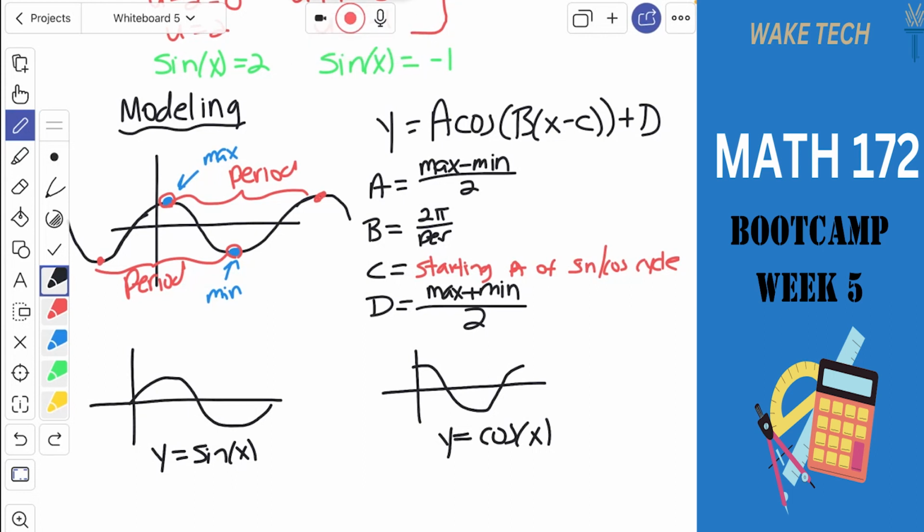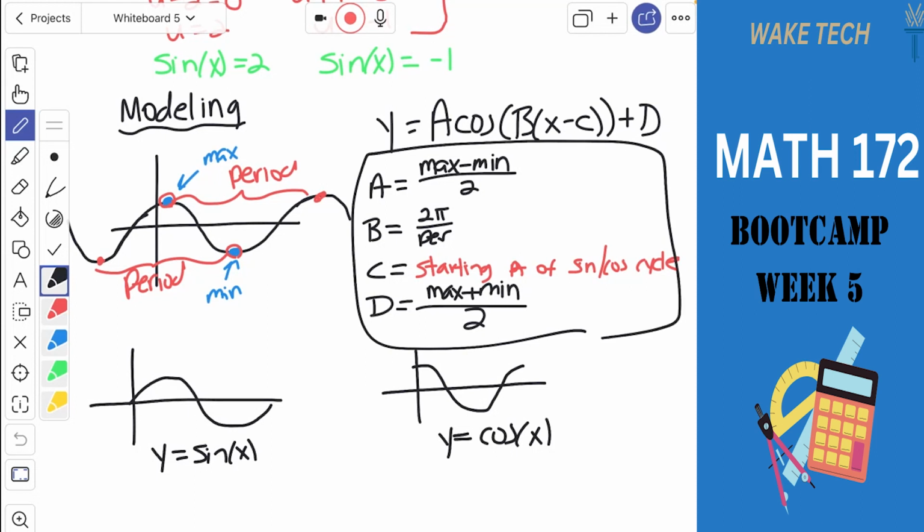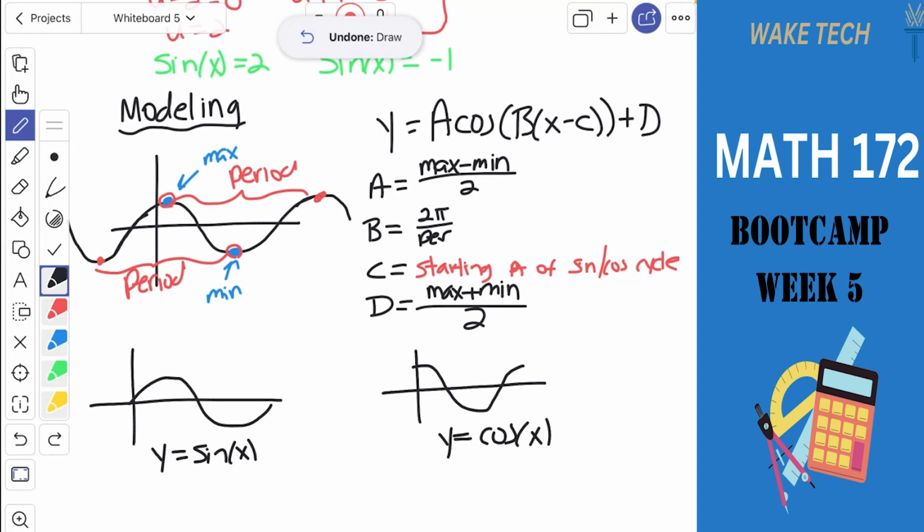Ultimately, the huge takeaway is that we needed to calculate the A, B, C, and D values. And that's exactly what we're doing this week in 172 as well. It's a repeat. Literally, there are no new skills. It's a repeat of what we did a few weeks ago, only now it's in the context of a word problem instead of a graph. But it's the exact same stuff.